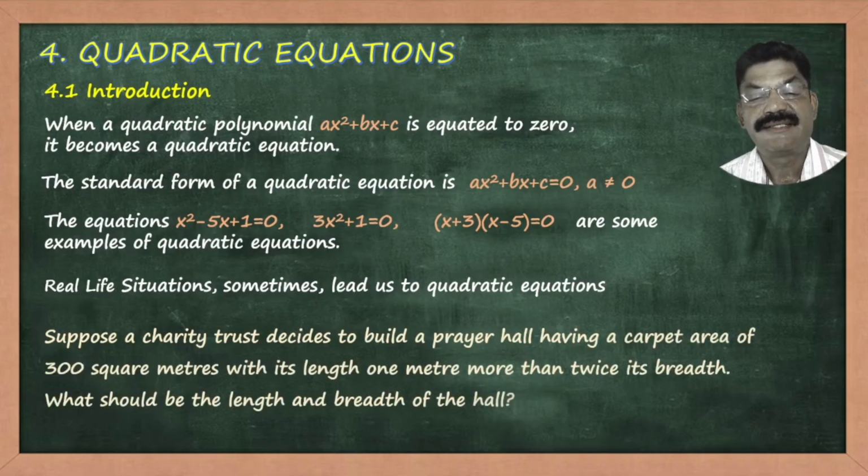Suppose a charity trust decides to build a prayer hall having a carpet area of 300 square meters with its length 1 meter more than twice its breadth. What should be the length and breadth of the hall? Remember, we are not interested in the answer of this problem. We are interested only to represent this problem mathematically.